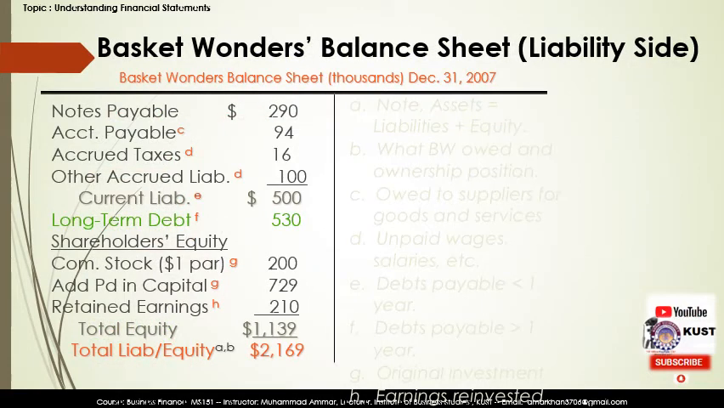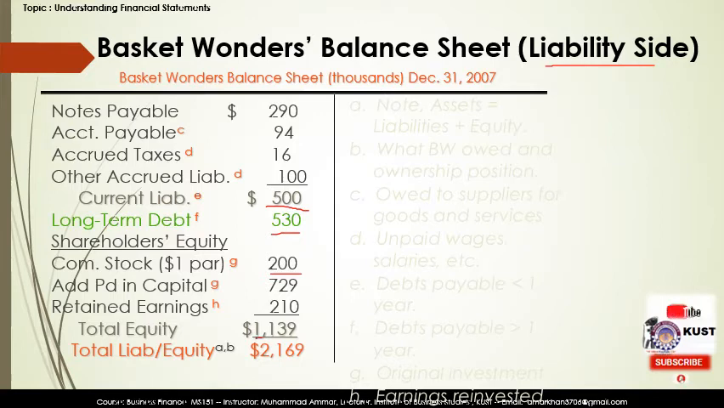So you see the Basket Wonders balance sheet, and this is your liability side. On the liability side, they have given notes payable, accounts payable, accrued taxes, other accrued liabilities. So current liabilities are $500, and long-term debt is 530. And then at last the shareholders' equity: the common stock at $1 par value is 200, the paid-in capital is 729, and the retained earnings 210.